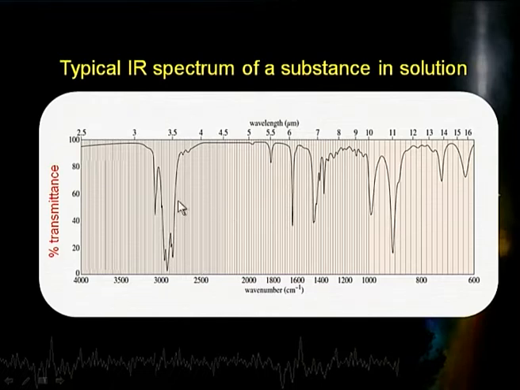Another thing which is obvious from here is that in case of UV there were only a few bands, very broad bands, 2 or 3 over there, whereas in case of IR you get a large number of bands. So that is as regards how the spectrum looks. Now let's look at what are the characteristics of IR spectrum.